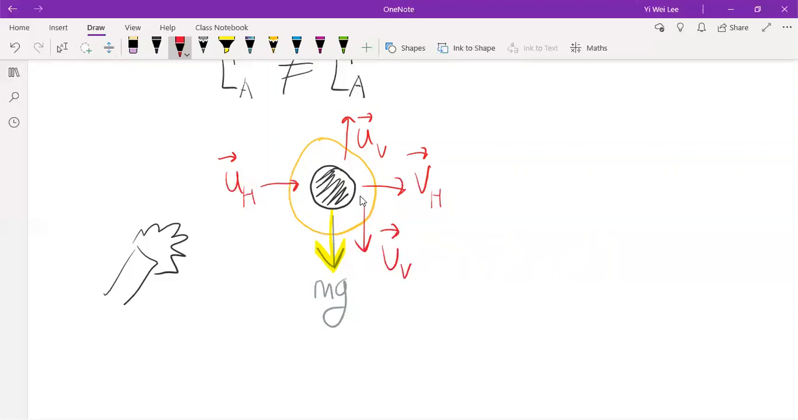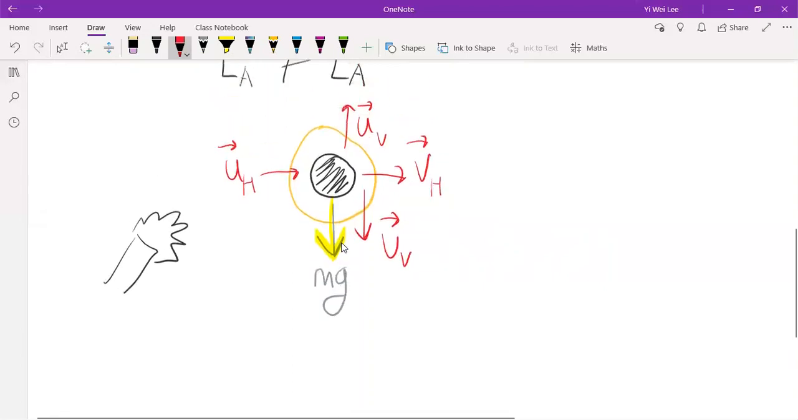Let me make it clear again. UH is the initial horizontal velocity. VH is the final horizontal velocity. UV is the initial vertical velocity. And VV is the final vertical velocity. Initial horizontal velocity, final horizontal velocity, initial vertical velocity, final vertical velocity.